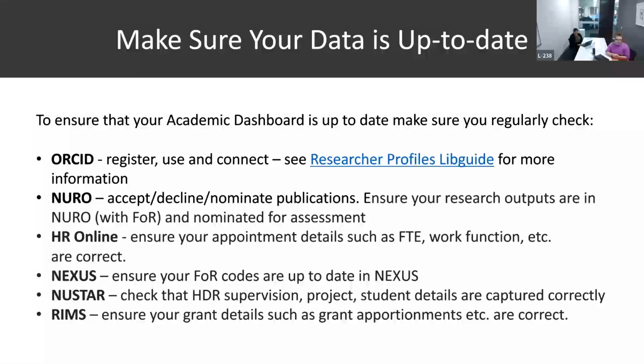So an ORCID. If you don't have an ORCID, please register and use an ORCID. It's a unique identifier that's connected to researchers that can follow them throughout their career. So you can register for an ORCID through your Neuro account. Once you have your ORCID, please use it. Pop it on your name and attribution when you're submitting publications. And then make sure you connect your ORCID to your Neuro account and your Scopus account.